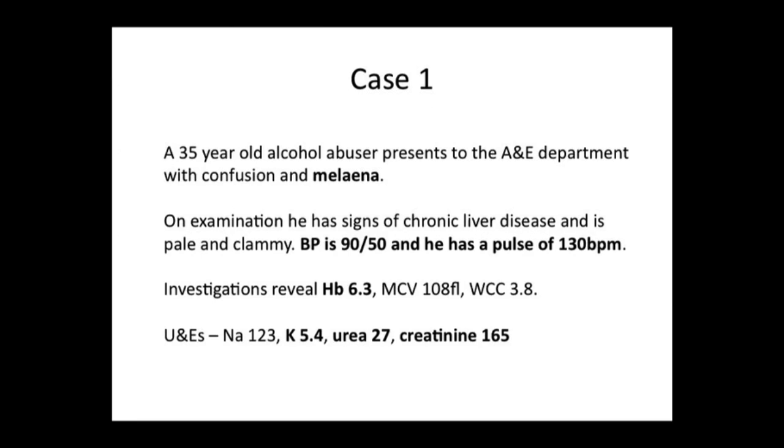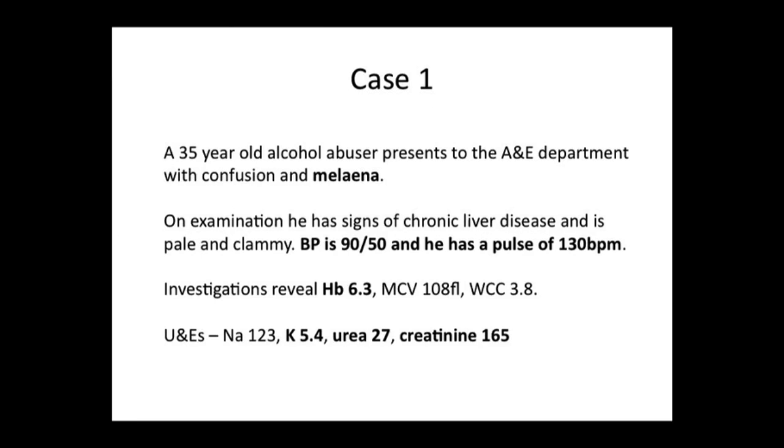Pre-renal. Okay, he's got shock. Blood pressure is low, and his pulse is elevated, so he's not perfusing his kidneys. Okay. Investigations reveal an HB of 6.3, which is very low, and probably the reason for that is because he's losing lots and lots of blood through his stool.